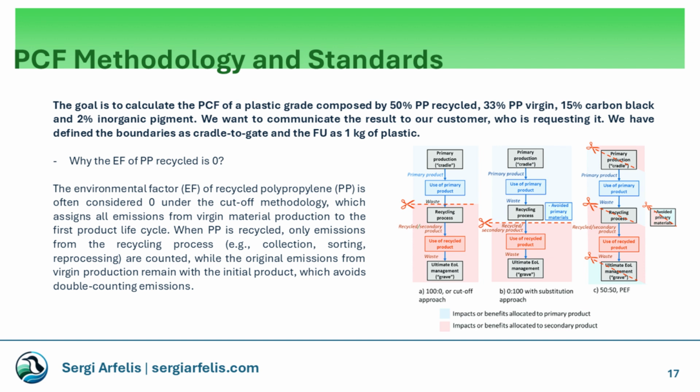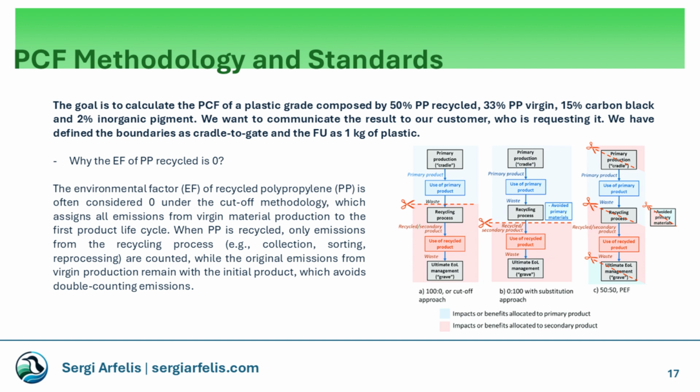Why? This is because of the cutoff methodology, also known as the 100 to 0 approach. In this system, all emissions from the original production of virgin material are fully assigned to the first product life cycle. When the material is recycled and used again, only the emissions from the recycling process itself, such as collection, sorting, and reprocessing, are counted for the recycled product. The recycled material is considered burden-free from its previous life, and this avoids double-counting emissions across different products. This approach is simple and transparent, and it encourages the use of recycled materials by giving them a lower carbon footprint.